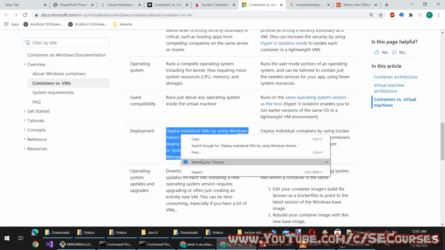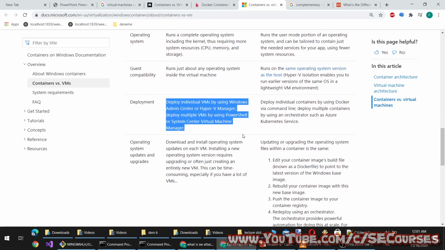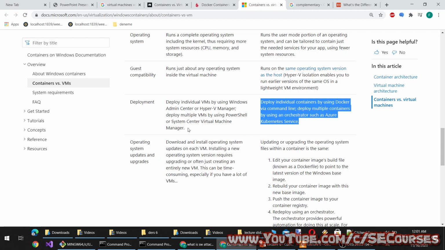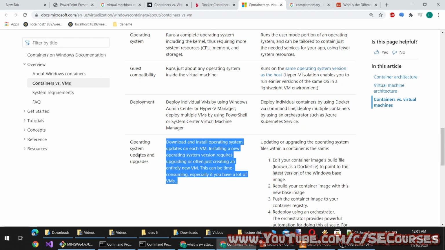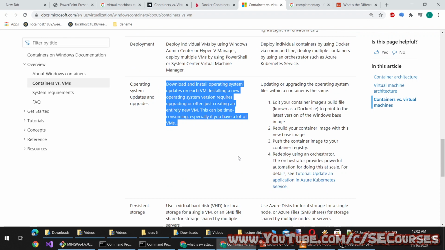From the deployment point, deploy individual VMs by using Windows Admin Center or Hyper-V Manager. Deploy multiple VMs by using PowerShell or System Center Virtual Machine Manager. Deploy individual containers by using Docker via command line. Deploy multiple containers by using an orchestrator such as Azure Kubernetes Service. And operating system updates and upgrades: download and install operating system updates on each VM. Installing a new operating system version requires upgrading or often just creating an entirely new VM. This can be time-consuming, especially if you have a lot of VMs.